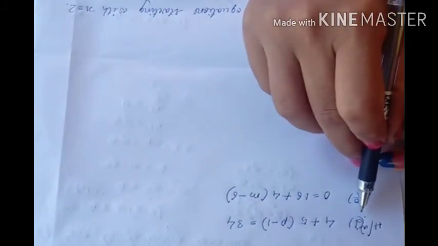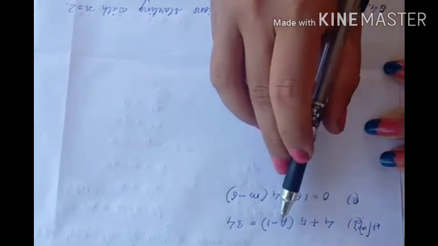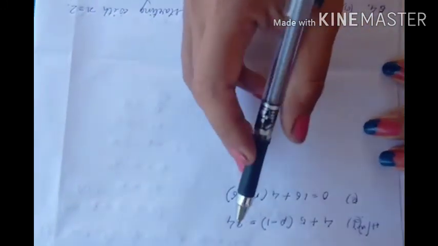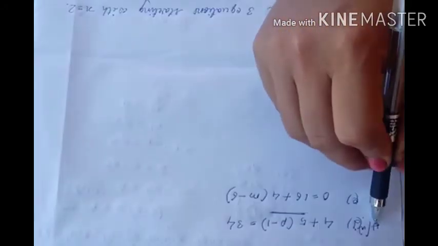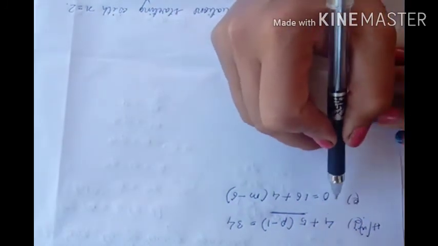Now come to the next question, question D. 4 plus 5p minus 1 is equal to 34. First we have to solve this one. Okay, we have to break this bracket. So this is your homework. Okay, this question will be your homework. Now I will solve the next question, question number E.